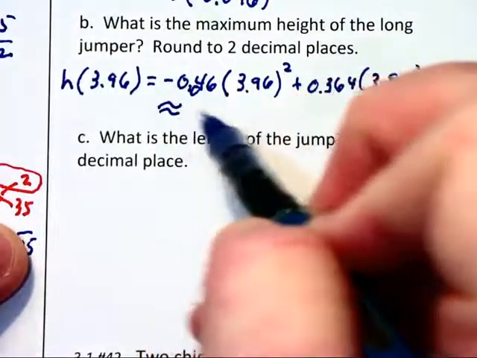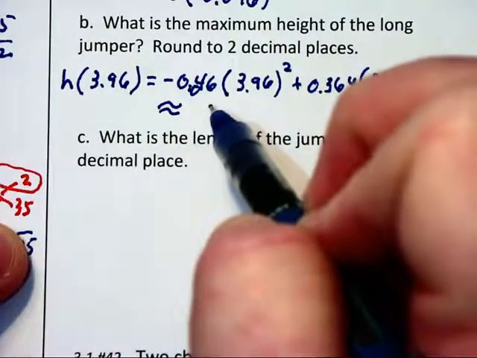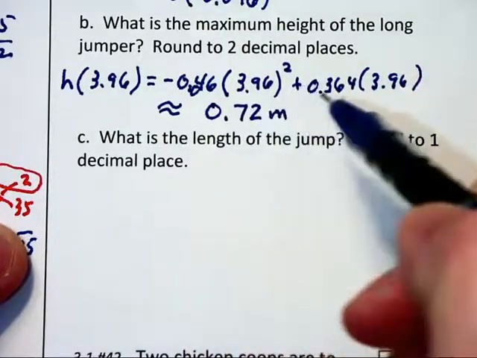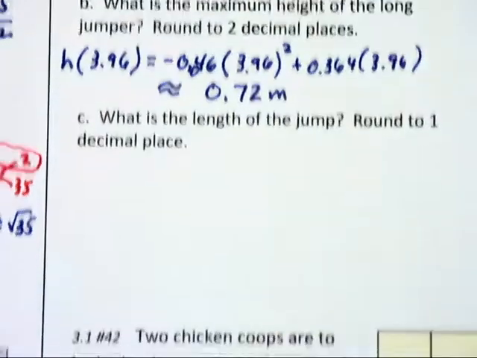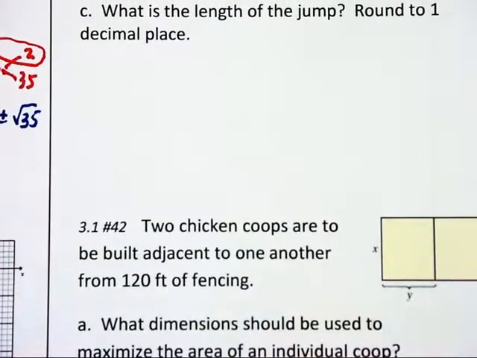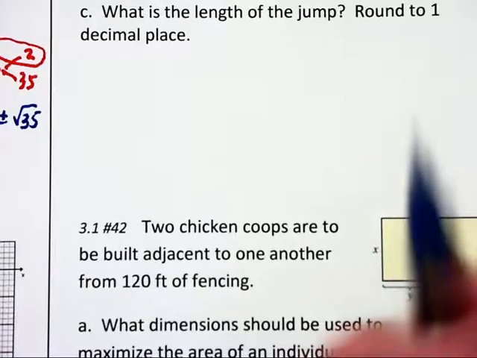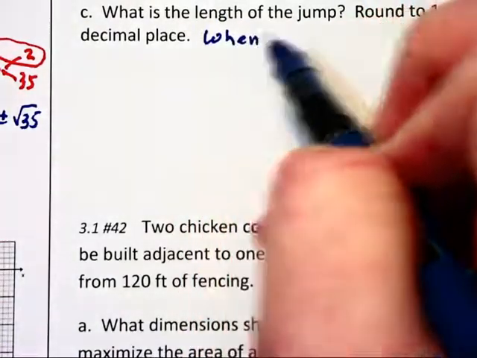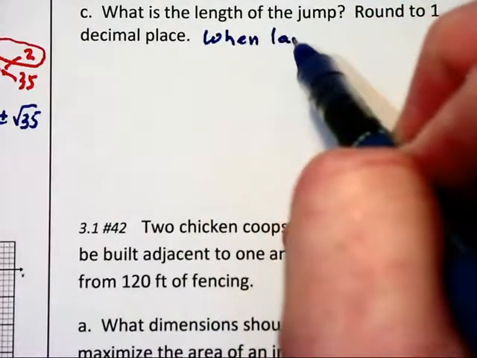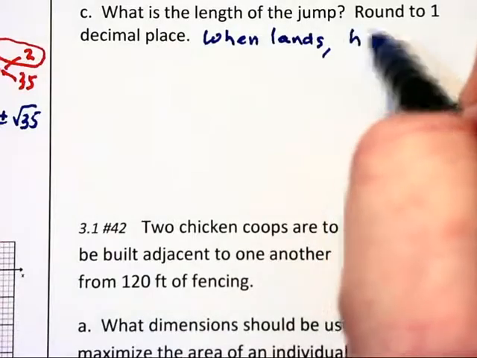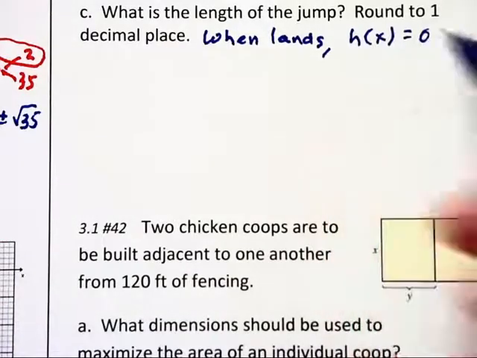Rounding to 2 decimal places is going to give us approximately 0.72 meters. That will be the maximum height. What is the length of the jump? Basically, we want to find out now, when is he going to land? Because when he lands, or she, when lands, I'll just write that at that point, the height, h of x, is going to equal 0.